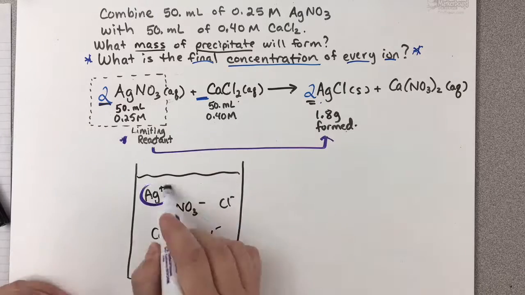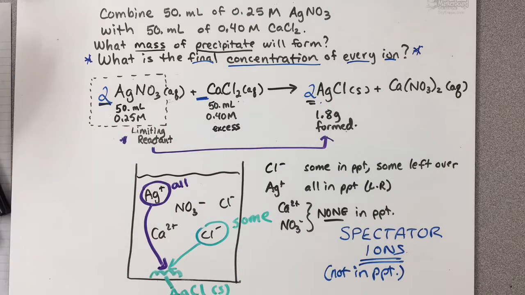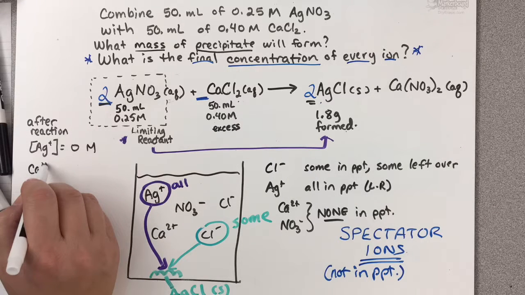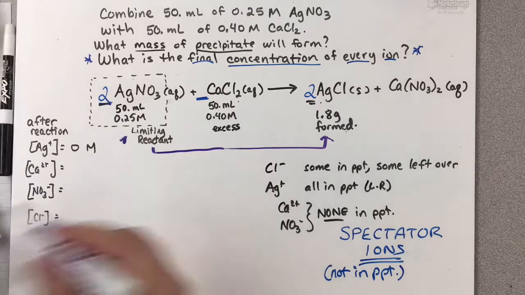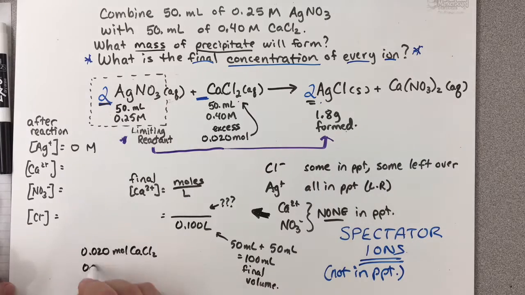Of the ions found in the precipitate, the one coming from the limiting reactant will have a final concentration of 0, but that's not the case with the other ion because some will be left in solution and some will be in the precipitate. For each of the spectator ions, you simply need to figure out the final concentration of the ion based on the original concentration and the dilution that occurs.